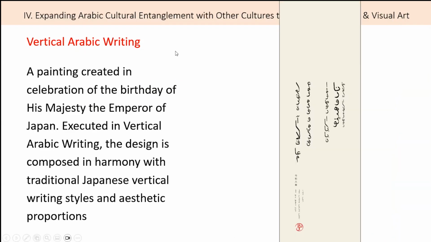And to continue the effect of cultural relationships, we see this project. This project is a painting created in celebration of the birthday of His Majesty the Emperor of Japan, executed in vertical Arabic writing. The design is composed in harmony with the Japanese vertical writing styles and aesthetic proportions. So this is Arabic in the Japanese system and proportions.